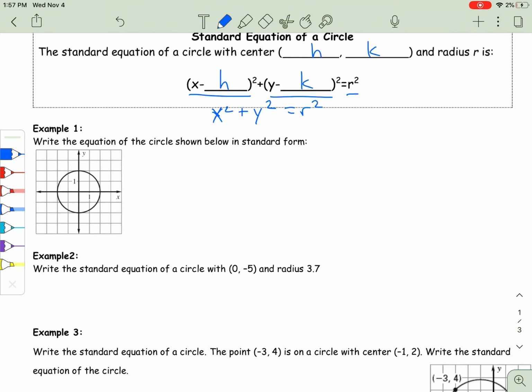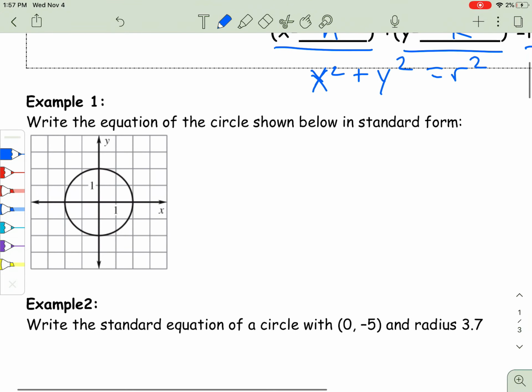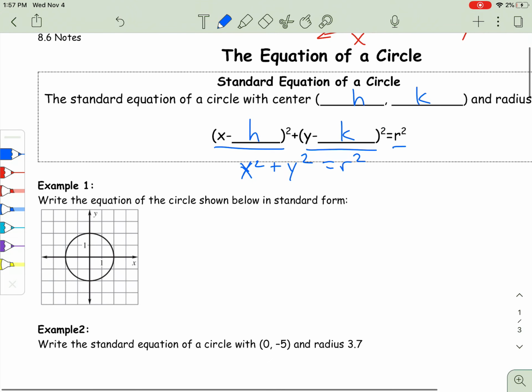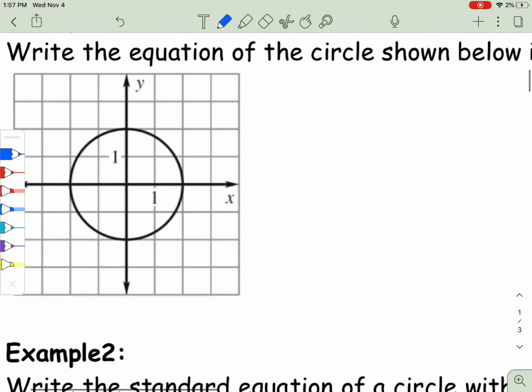So we're going to go through some examples. You'll have an exit ticket as well. The first example here says, write the equation of the circle shown below in standard form. So the important pieces, again, are what's the center, because the center is going to be h, k, and then what's the radius.